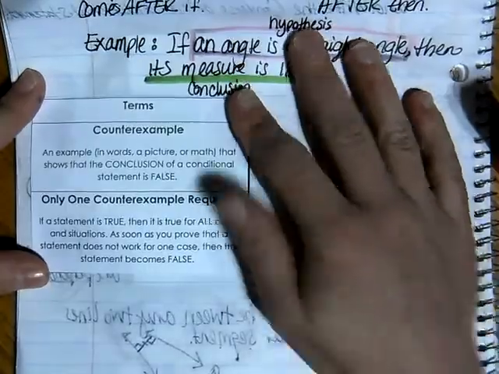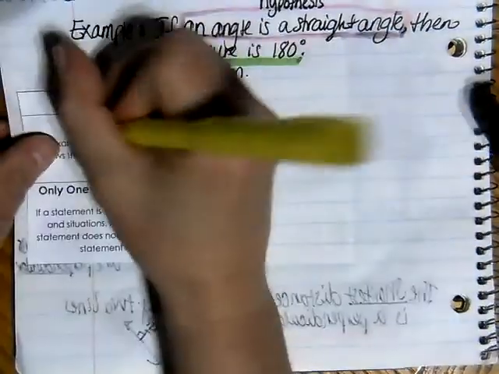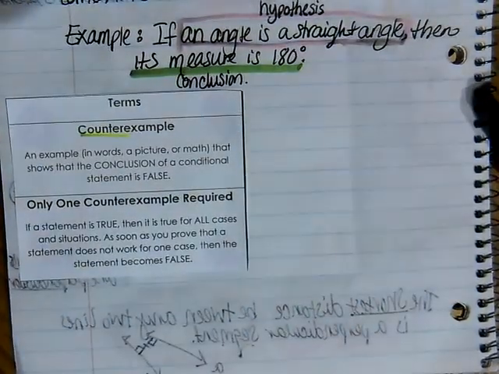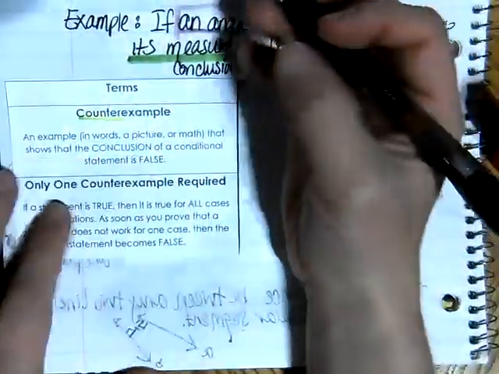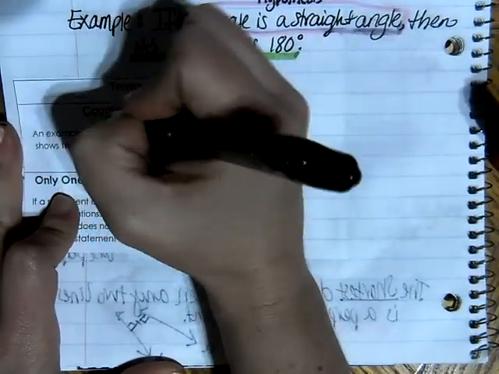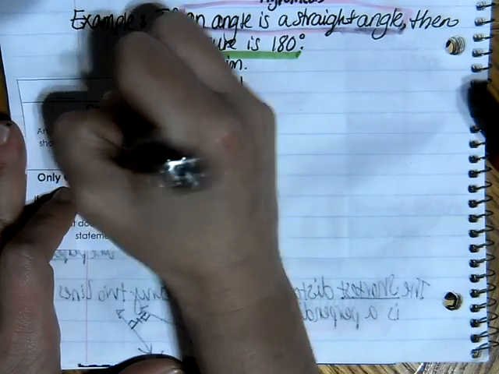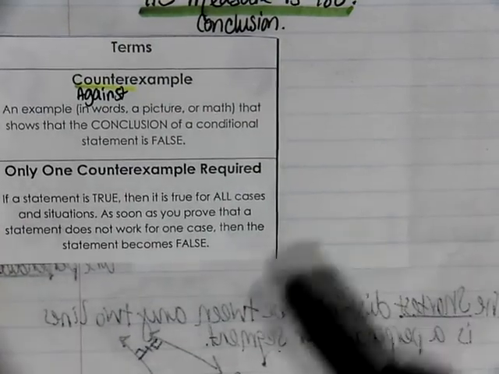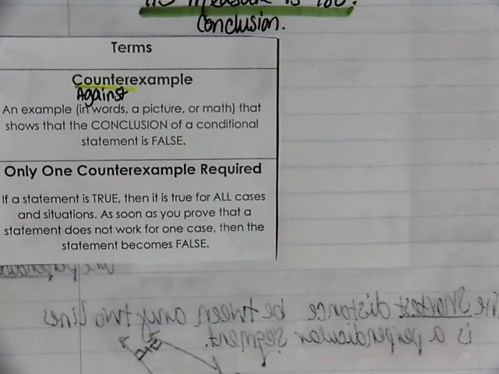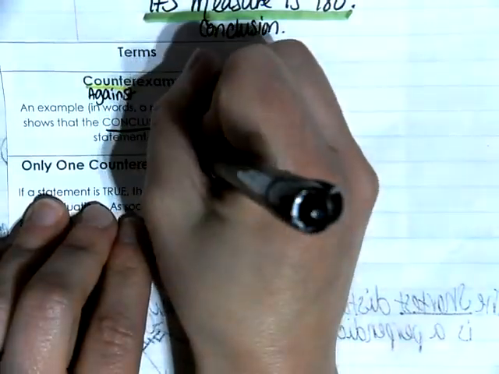What a counterexample is, it's a counter. Counter means against or backwards. So counterexample means an example that's against what you're trying to prove or say. So it's like a negative, or counter means against. And against what you're trying to prove. It's an example, so a counterexample can be words or a picture or mathematics, something that shows that the conclusion of your conditional statement is false.